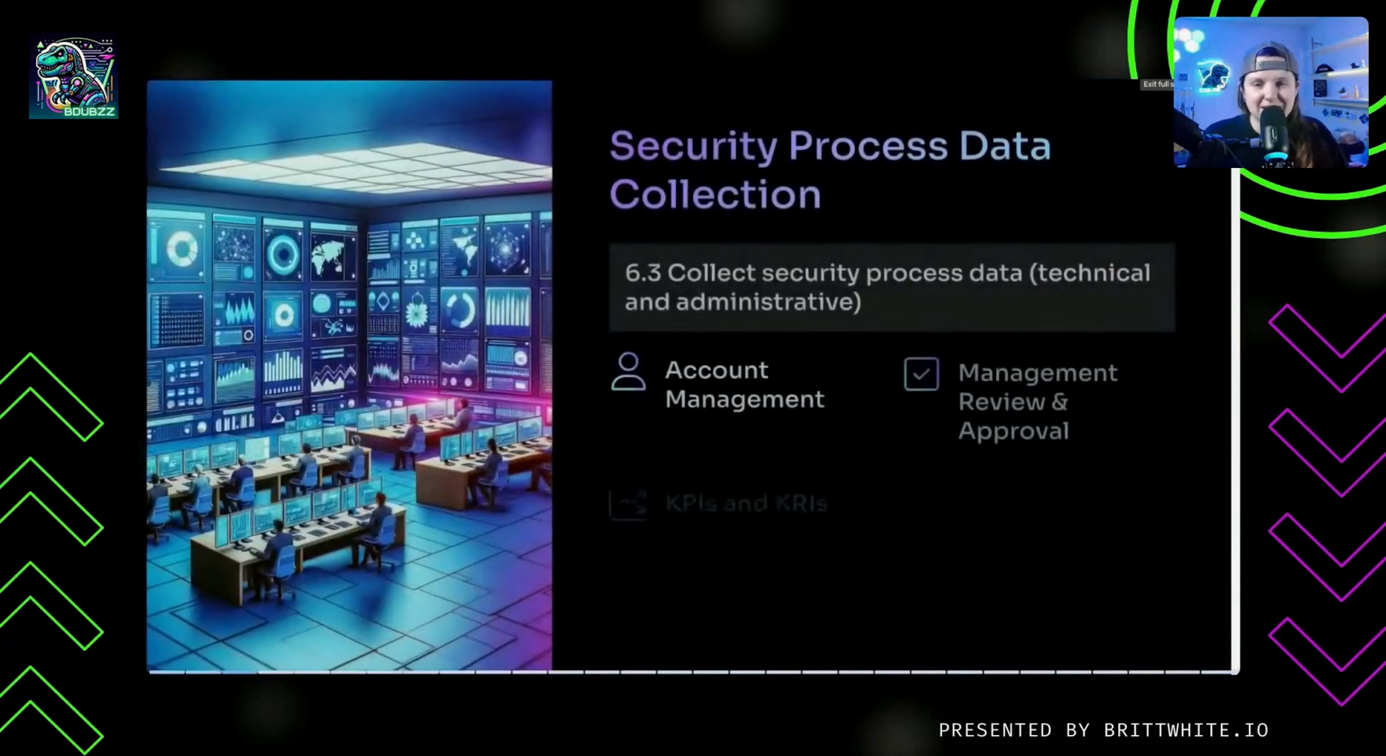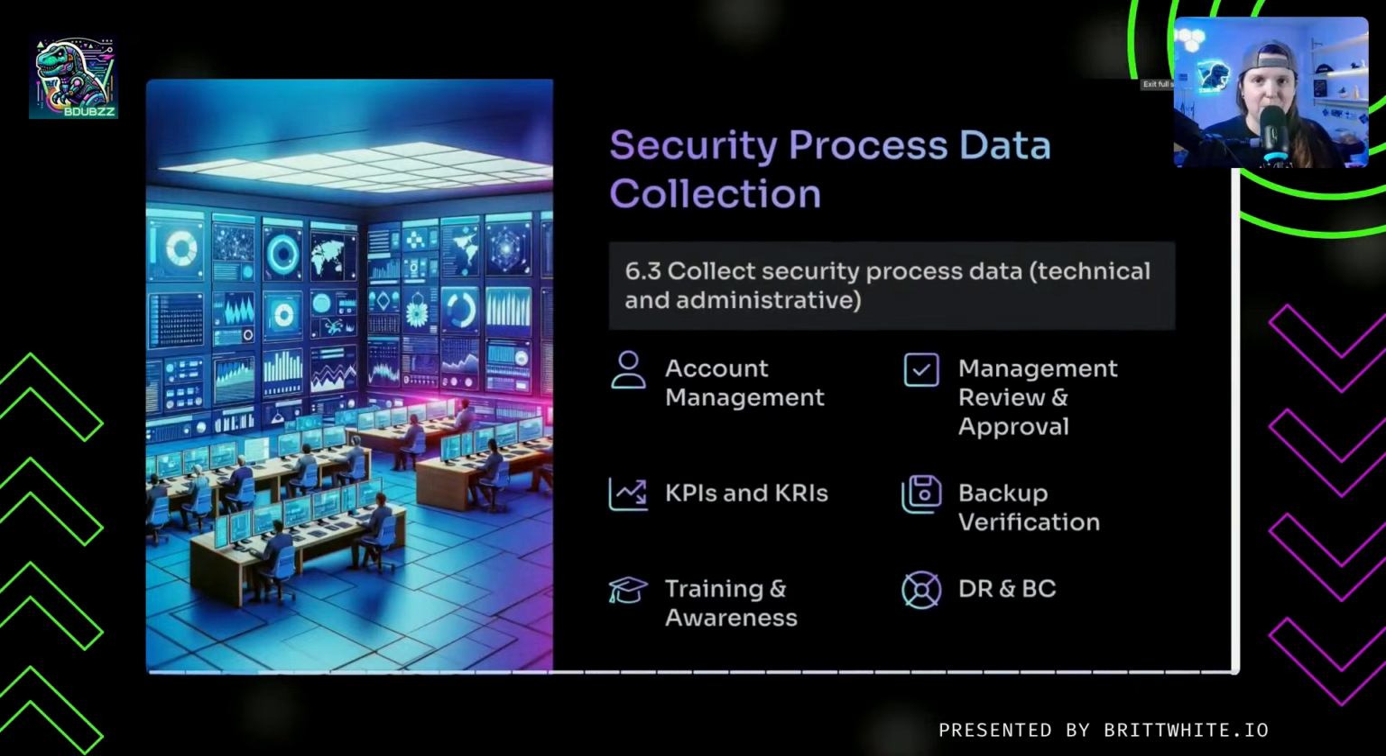First up is Objective 6.3, collect security process data. Technical and administrative. Think of this as a health monitoring system for your organization's security. We're constantly checking vital signs to make sure everything is running smoothly and catch any issues early. This data collection forms the foundation for everything we'll cover today.